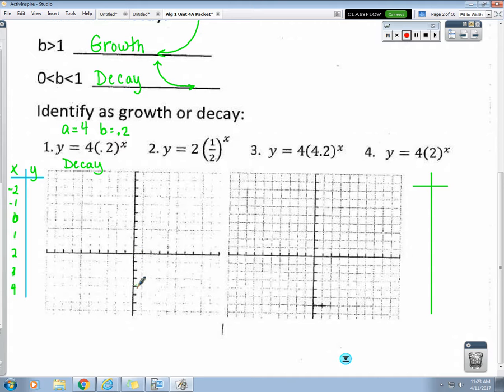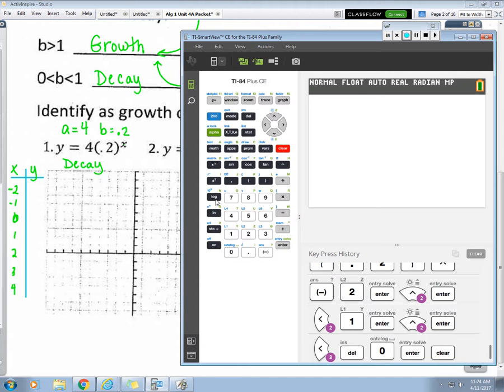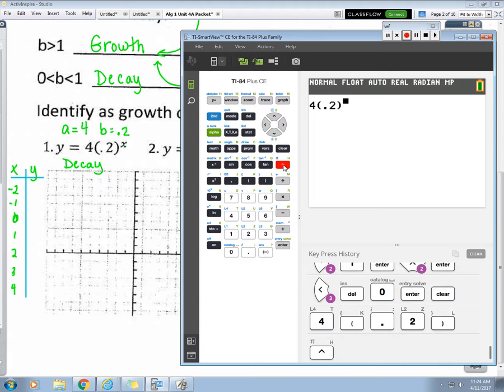Okay, now that we have x values given to us, how can you use those x values to find the missing y values in the chart? Plug them in our equation for the x place. So on the calculator, you would just type in the equation, 4 parenthesis 0.2 parenthesis raised to the, because it's an exponent, and your first x value is a -2. And when you type in a -2 in the x place, what do you get? 100.